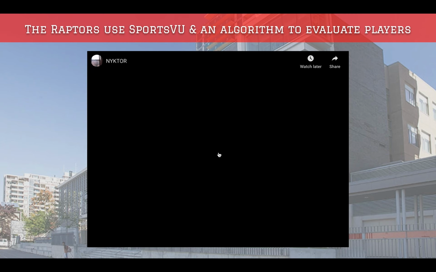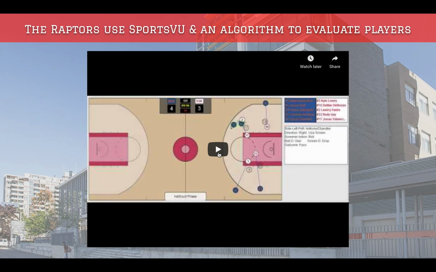So then they could go to, say, 17, who would have been Jonas Valanciunas at the time, and say, look, you're just not in the right position. You're moving too slowly, or you need to step up more. And they were able to give more detailed feedback as a result of this system.